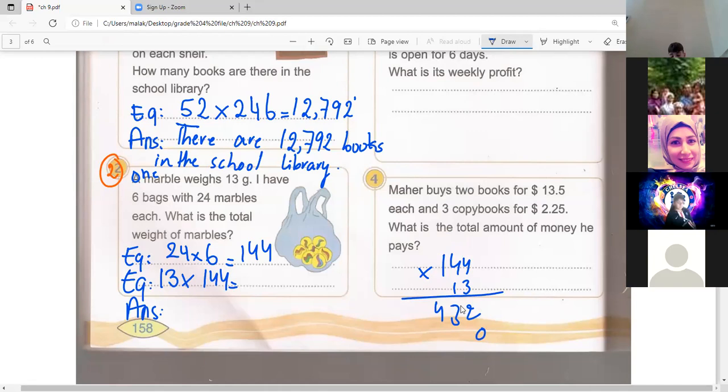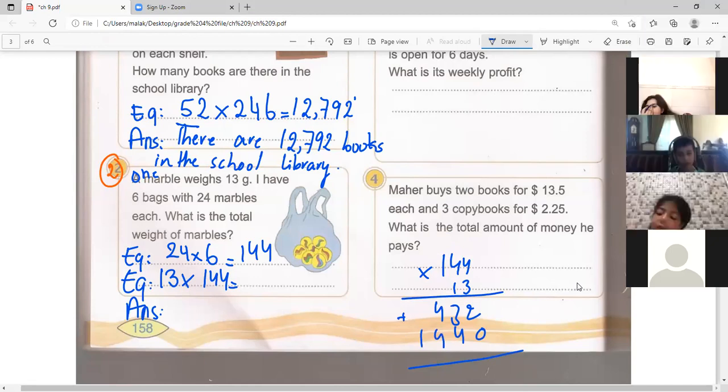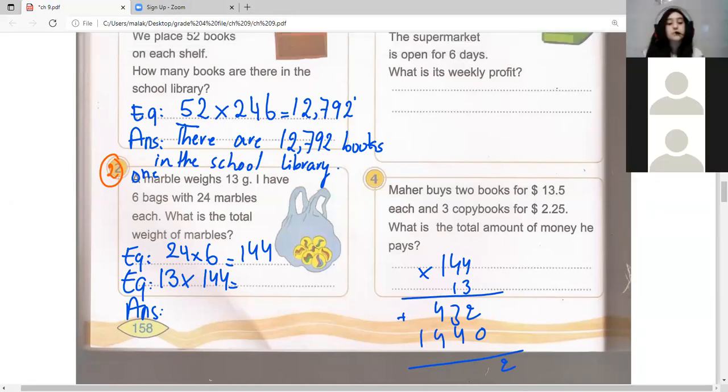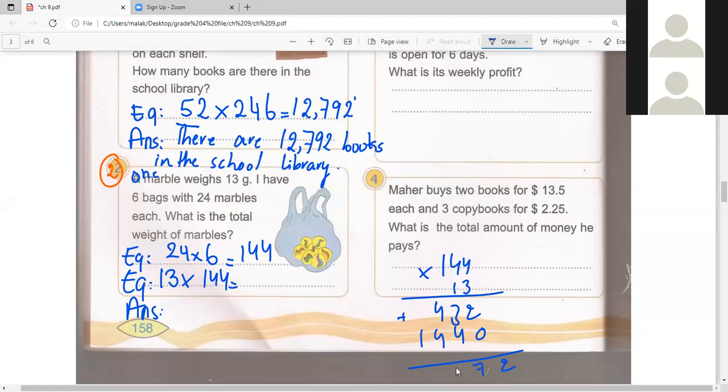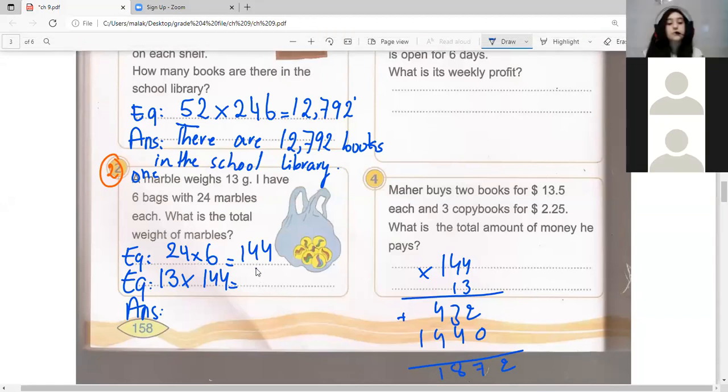1 times 4, 4. Then 1 times 4, 4. Then 1 times 1, 1. 2 plus 0, 2. And 4 and 3, 7. 4 and 4, 8, and then 1. No problem, thank you, Alma. So, the total weight is 1,872 grams. Copy it, please.